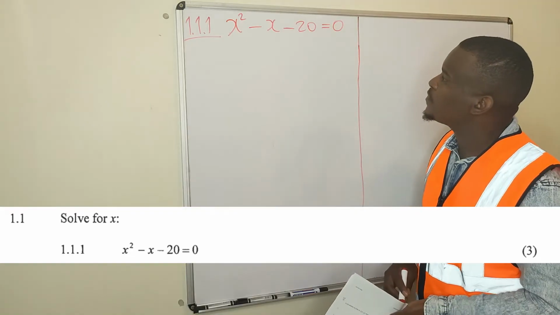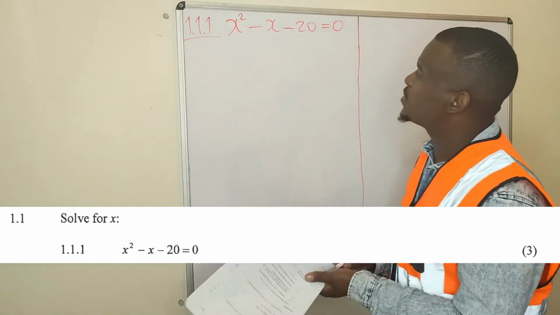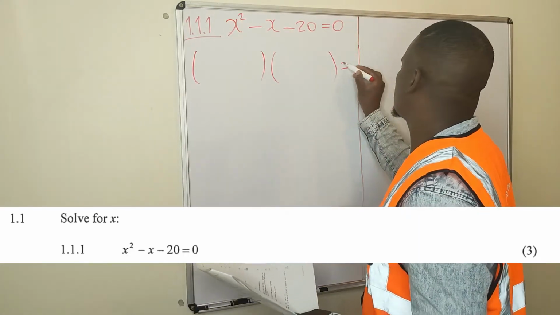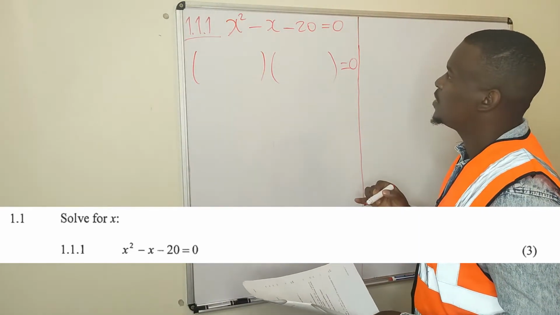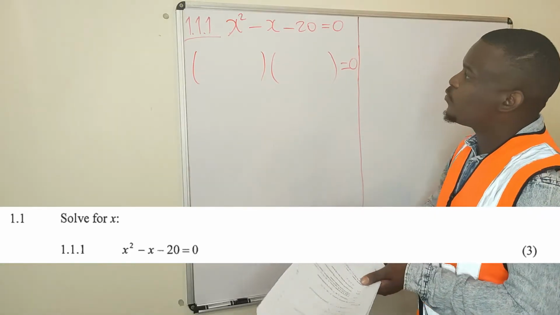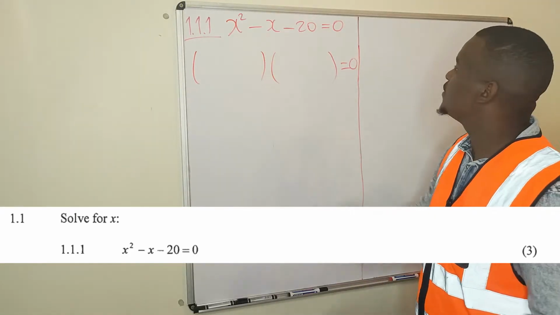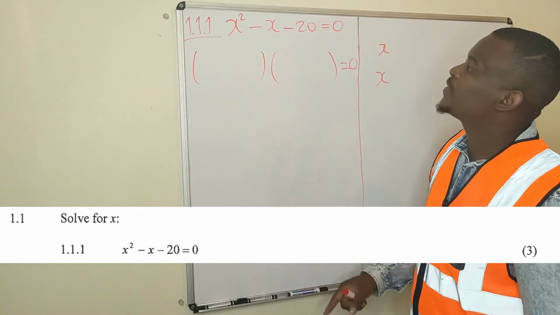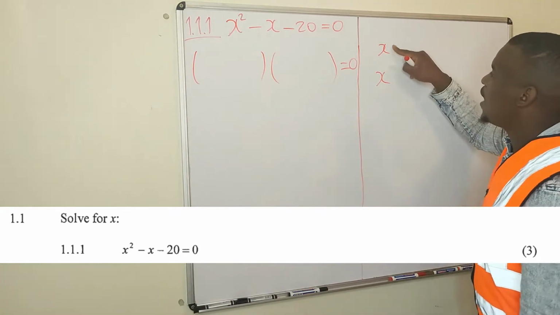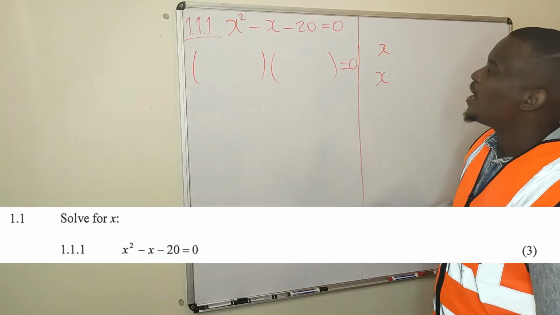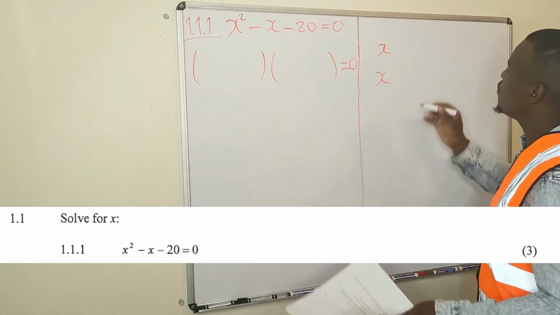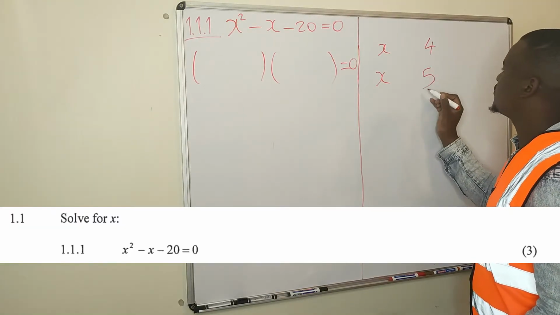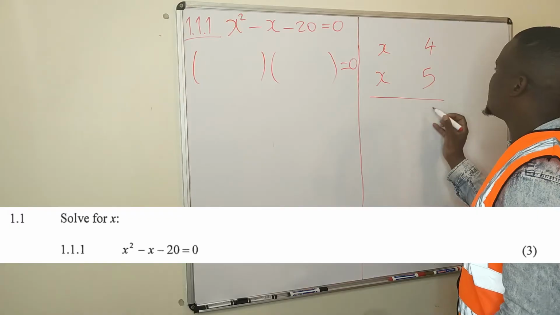So this is a quadratic equation. You open your brackets. This one is equal to 0, right? And then you ask yourself, what are the factors of x squared? Factors of x squared are x and x, right? And then the factors of 20, you have 4 and 5, right?